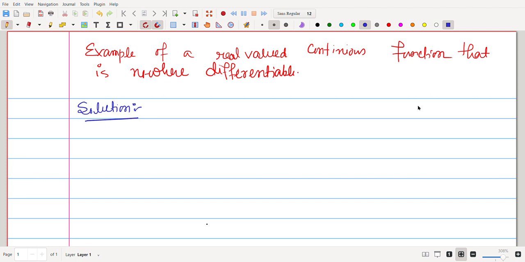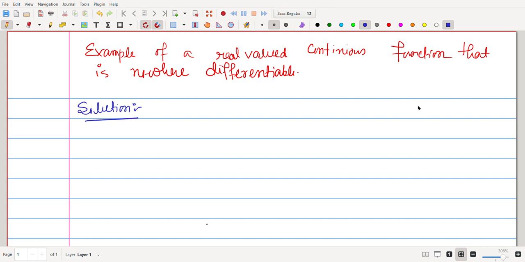Hello everyone. So this is a PhD interview question. I think this is a very important theorem also, so that's why I am making this video. The question says: give an example of a real valued continuous function which is nowhere differentiable, which is continuous on whole R. That means at each point f is continuous, but for any x, f is not differentiable at that point.